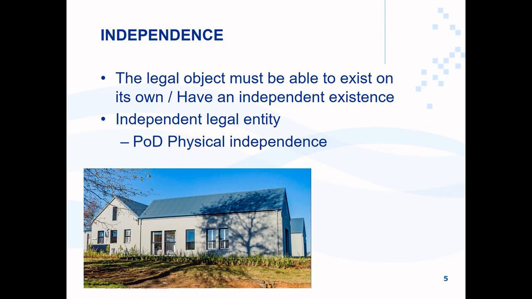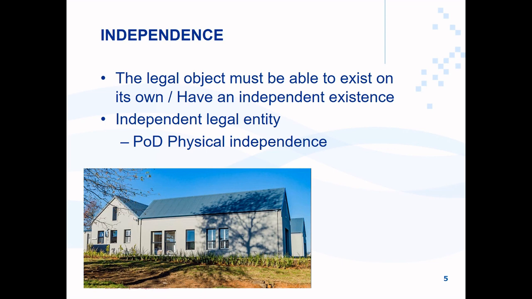A house is attached to the ground. Therefore, the house is not legally independent. Physically, it is not independent, and therefore the house cannot be seen as removed from the land. It is not an independent object. So in itself, it doesn't have legal independence.